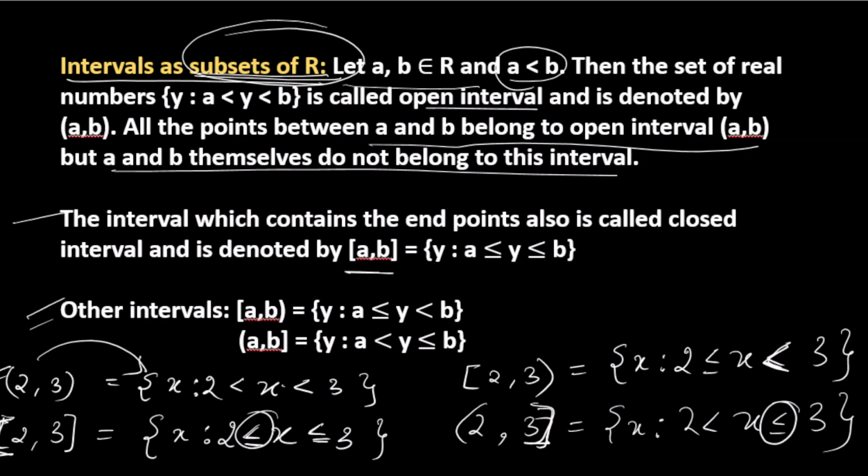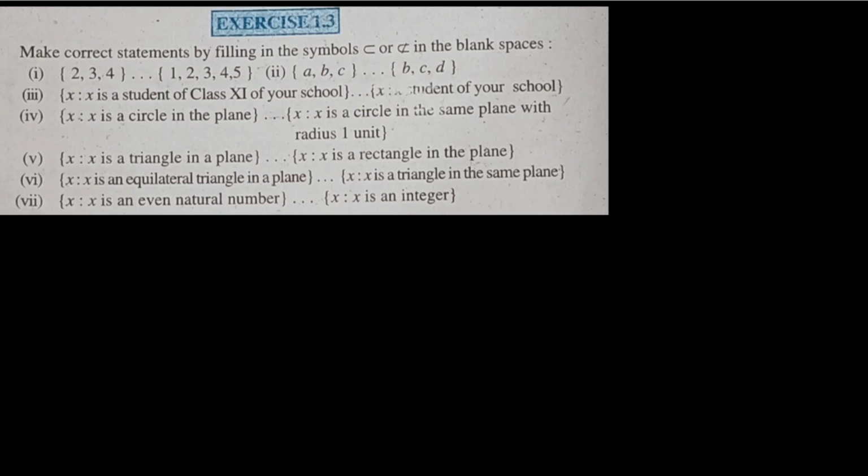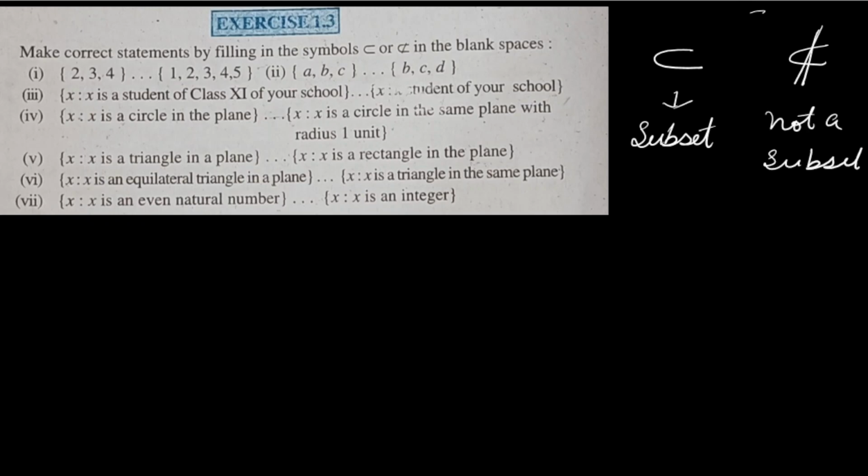Now let's start with the exercise. So exercise 1.3 I'm going to start now. First question is: make correct statement by filling the symbols. So symbols are there. This is the symbol of subset, and we have another symbol, the subset symbol with a line through it. This means not a subset. So these two symbols we just have to insert.